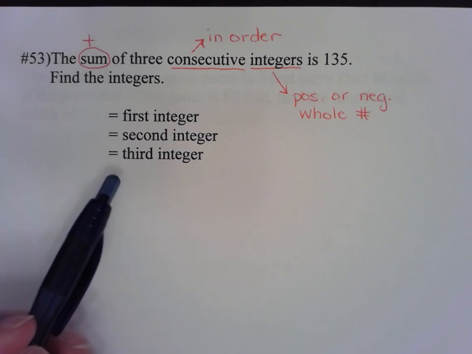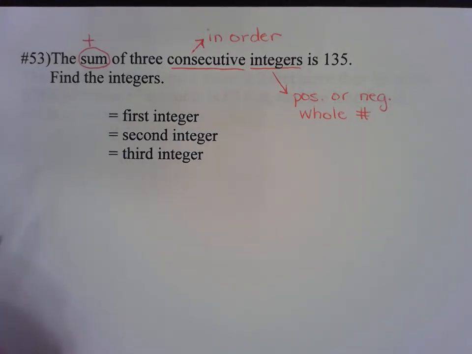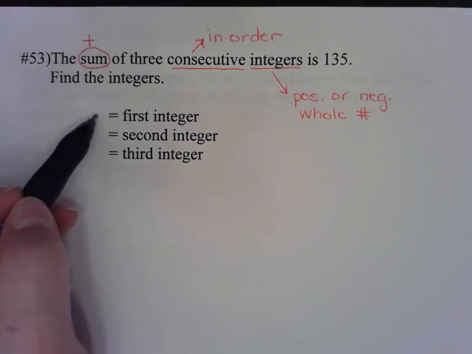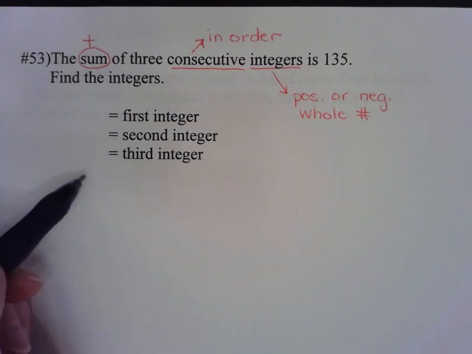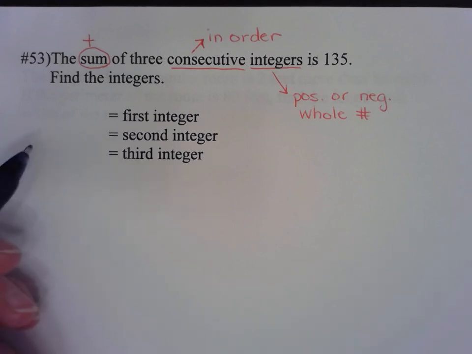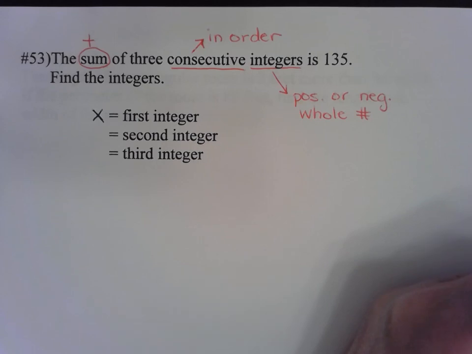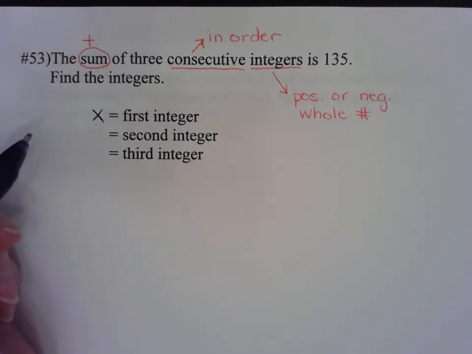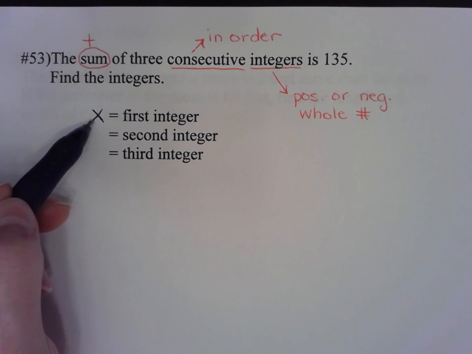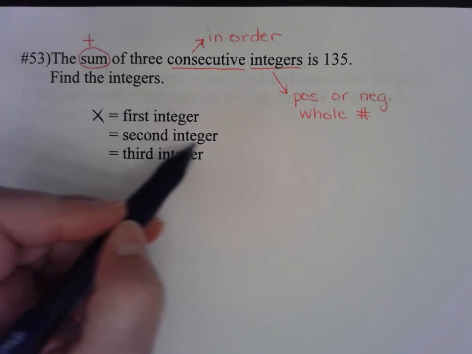So we need a way to represent them. Although it's really tempting to say x, y, z, remember at the beginning we said we're just going to use one variable in this video. So let's use our variable to represent the first integer. Again, I'll be boring and choose x, but any letter you like will work. If the first number is x, how can we represent the second number?